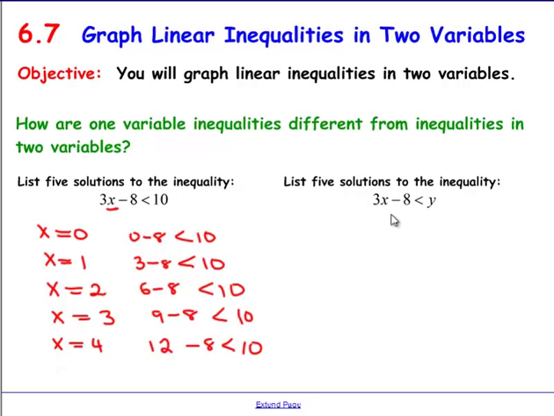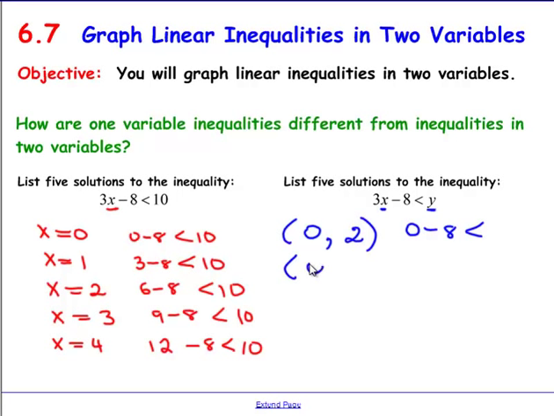On the right side of the screen, now we have an inequality with 2 variables because we have x and y. So we have to come up with a point that has an x and y coordinate to make this inequality true. What you can do is pick one of the variables. So I pick x to be 0. So I get 0 minus 8. And since I want the inequality to be true, I just need to pick any number that would be larger than negative 8. So I could choose 2, for example.